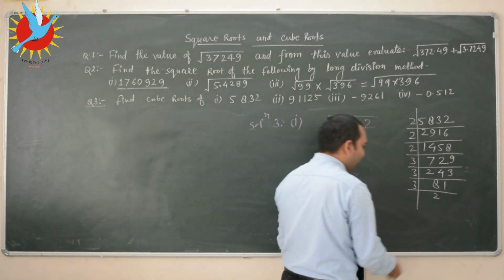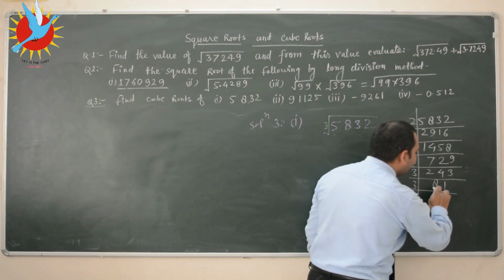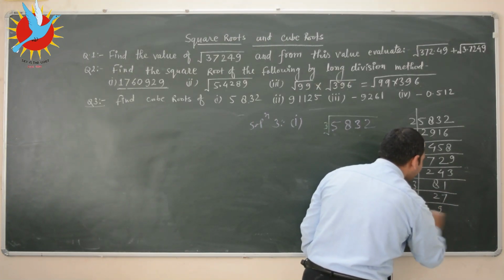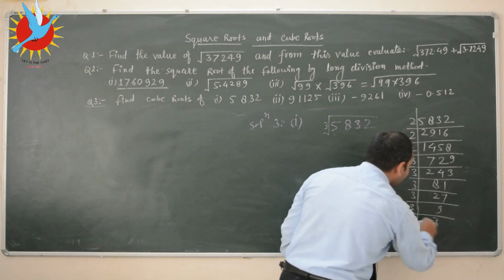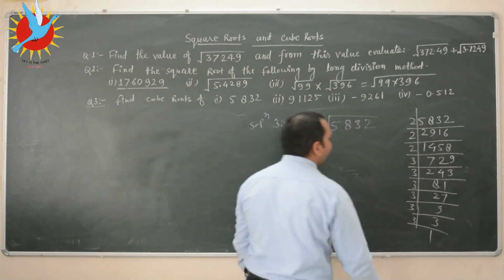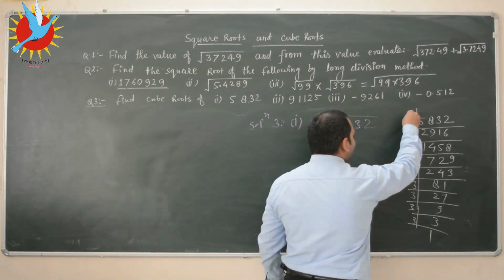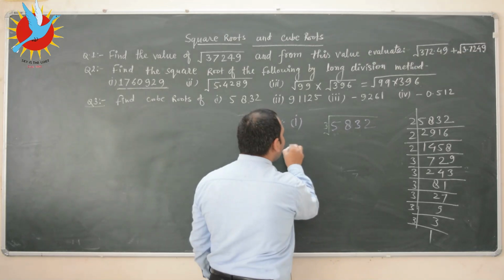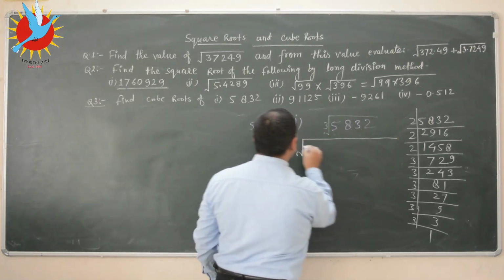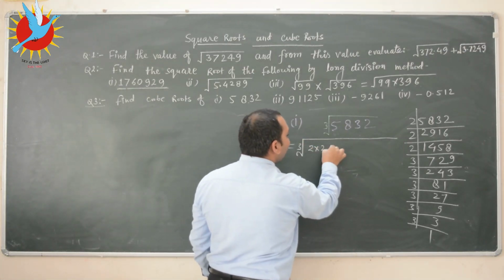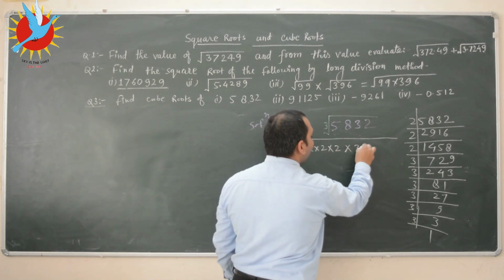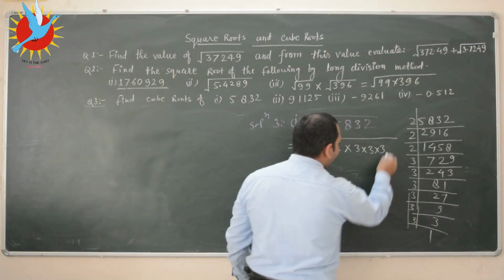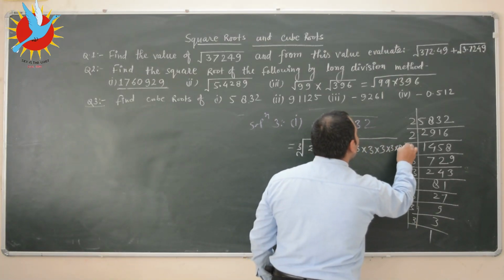This is also divisible by 3, 3 2s are 6, that is 21, 3 7s are, now 3 9s are, and once again 3 3s are and 3 1s are. So here the factor of 5832 is, we can write in cube root 2 into 2 into 2 into 3 into 3 into 3, 1 2 3 and 1 triplet here, 3 into 3 into 3.